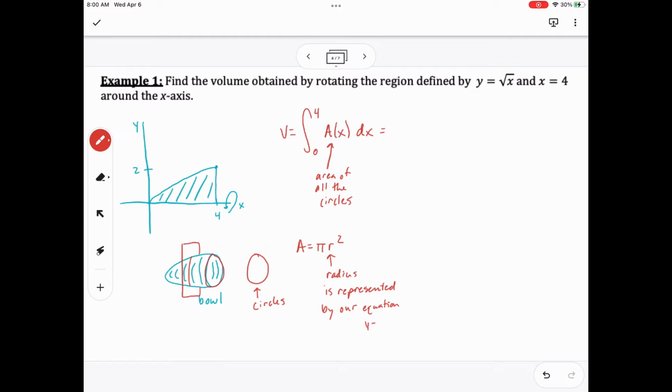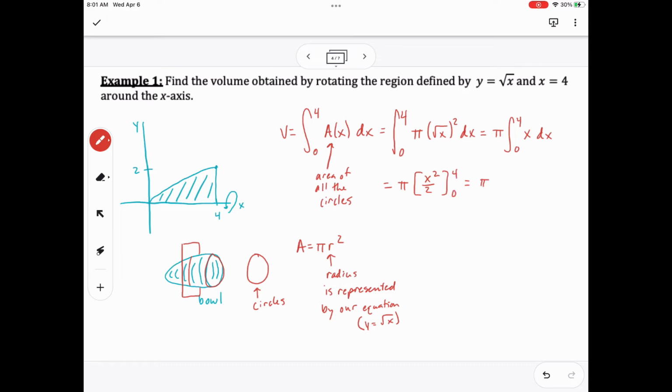Sometimes it may not go straight up against the axis, so we may have to find the difference between two functions. In this case, the other function is technically 0. So square root of x minus 0 is just square root of x. So I plug in the square root of x into this formula. Pi r squared simplifies to just be x.